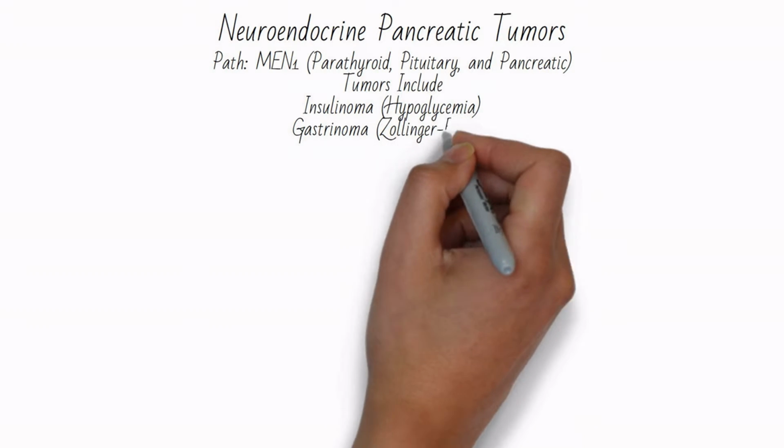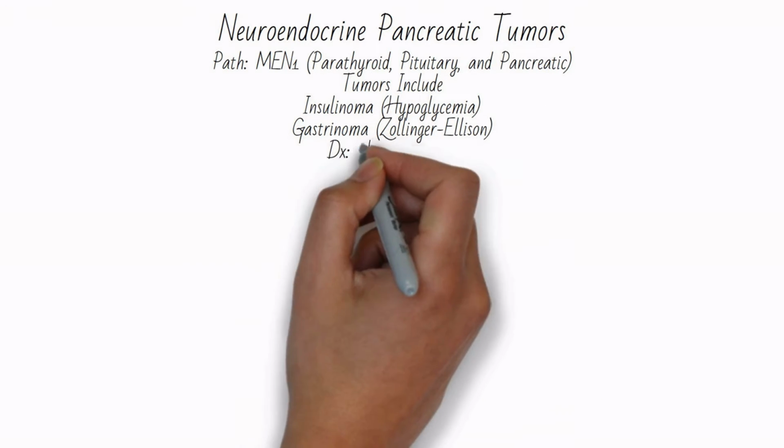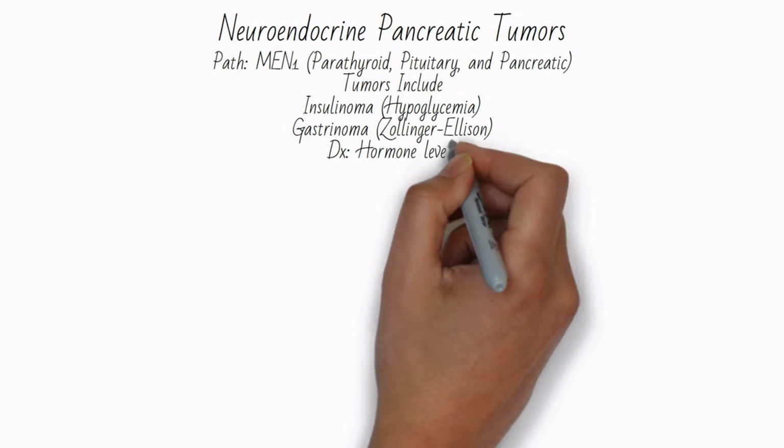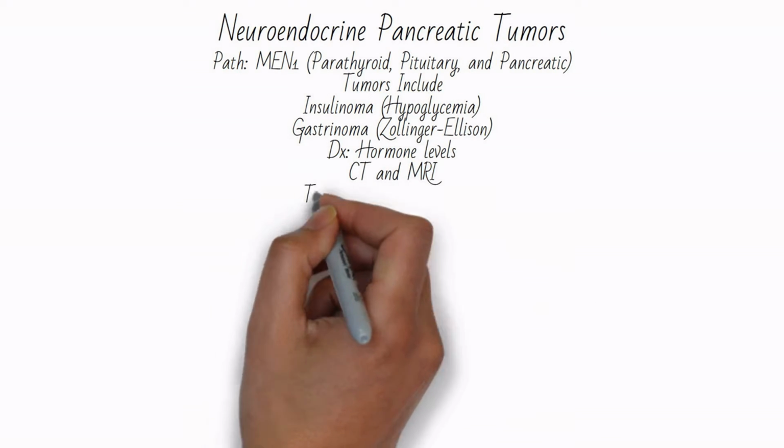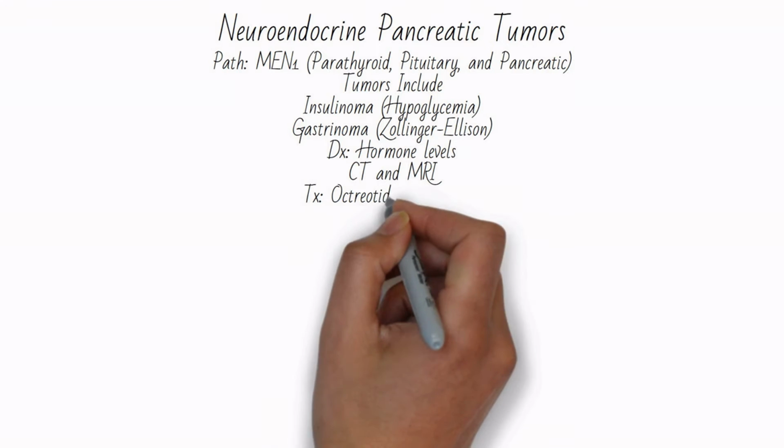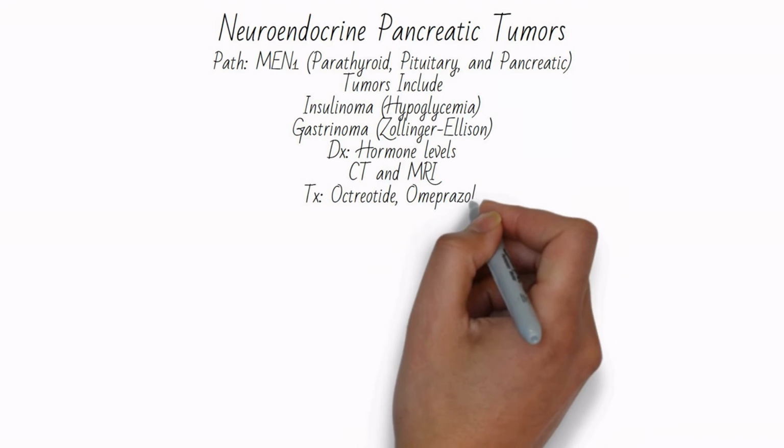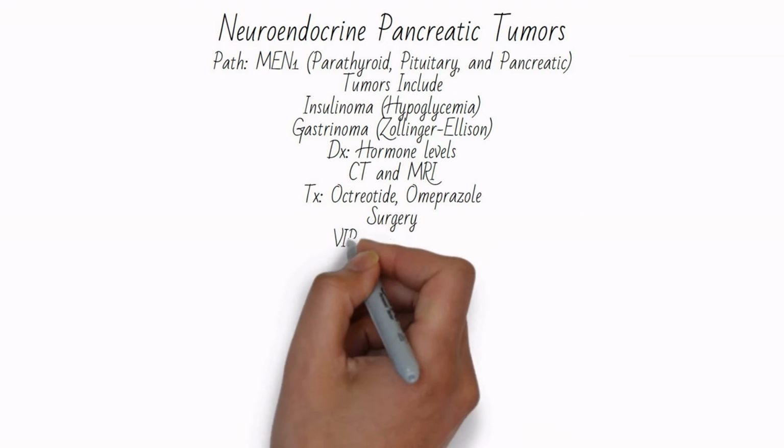Diagnosis is made by elevated hormone levels. Gastrinoma can be confirmed by secretin stim test. Octreotide may be used in insulinoma, omeprazole in gastrinoma. Ultimately, surgical removal of the tumor is needed.